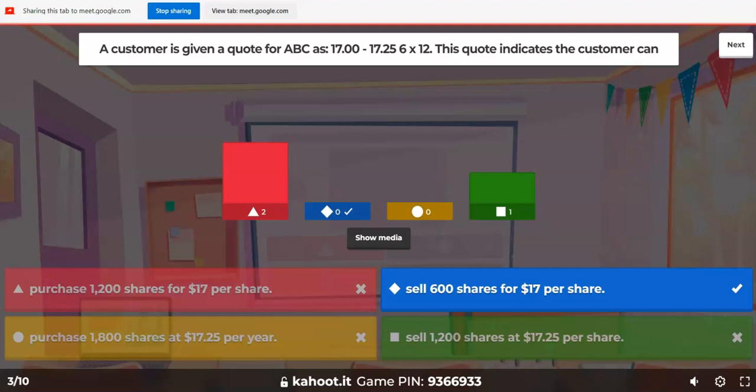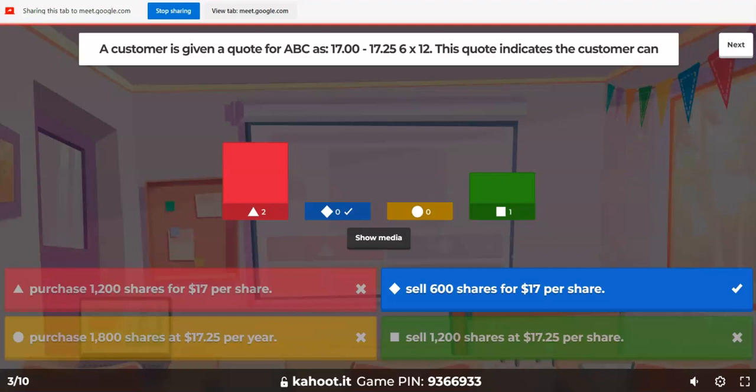The second price, $17.25, is the ask price. This is the lowest price that anyone's willing to sell it to you for at this particular moment. So if a customer wants to buy, they can buy at $17.25. The size, which is the 6 by 12.